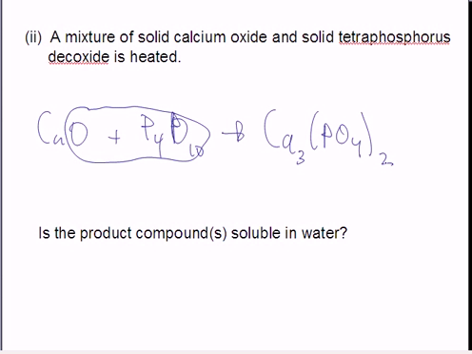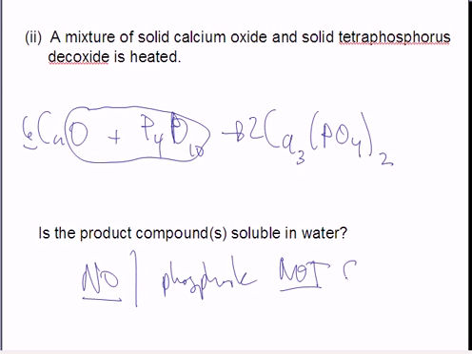Balancing this reaction can be a little tricky. You're going to have to put a 2 here, and I believe you have to put a 6 here. Is the product soluble in water? No. Okay, it is an alkaline earth metal with a phosphate. All phosphates are insoluble other than those from the alkali metals. So it's a phosphate not from an alkali metal.